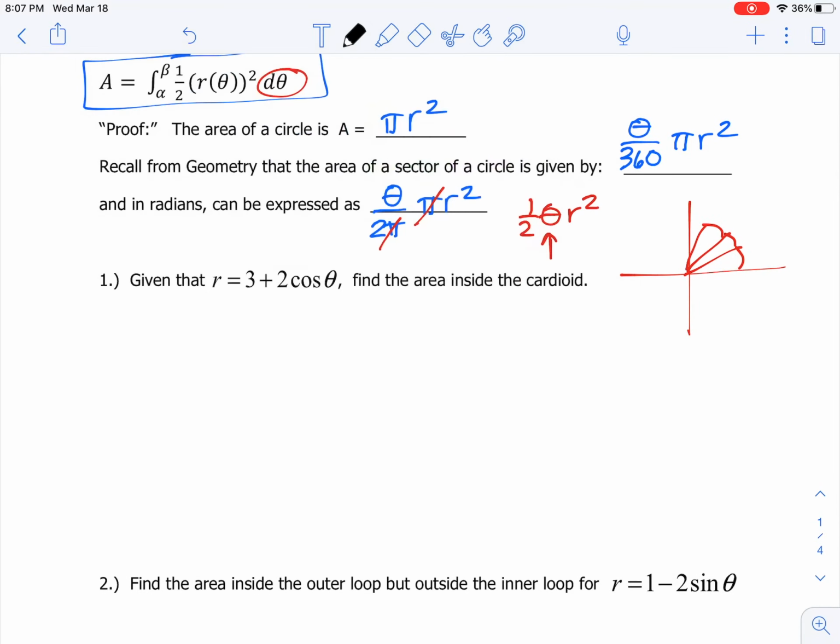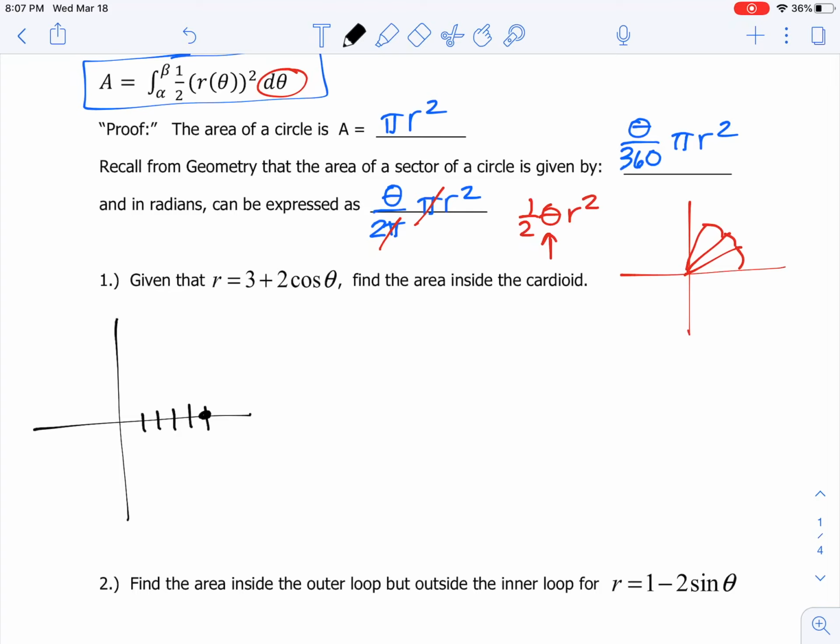So now we look at an example. Given that r equals 3 plus 2 cosine of theta, find the area inside that cardioid. Okay, so knowing how to graph these comes in handy. It's not the major focus, but it does sort of come in handy. So if I think about my unit circle values, when theta is 0, the cosine of 0 would be 1, so 3 plus 2 gives me 5. So when theta is 0, I get a radius of 5, so 5 units out.